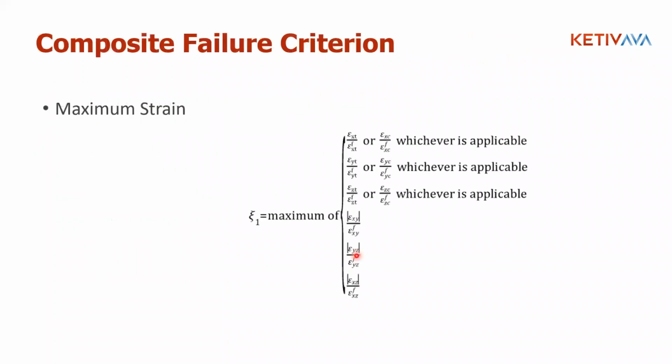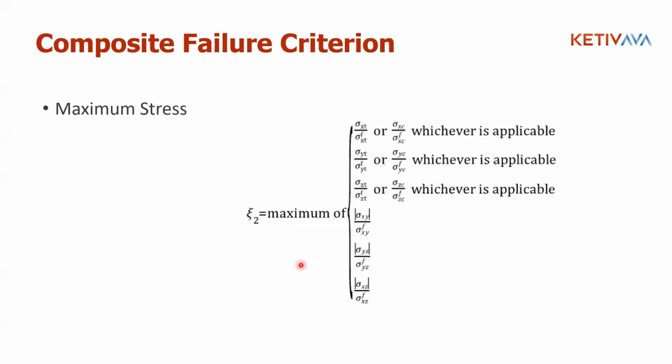Okay, so here are the composite failure criteria available in Ansys. So we have the maximum strain, where you basically divide, in each direction, the calculated strain by the allowable strain. Okay, and this will give you the failure criteria for each material, for each layer. Similarly, you have the failure criteria using maximum stress. The concept is basically the same as well, but instead of strain, you are using stresses in each direction.